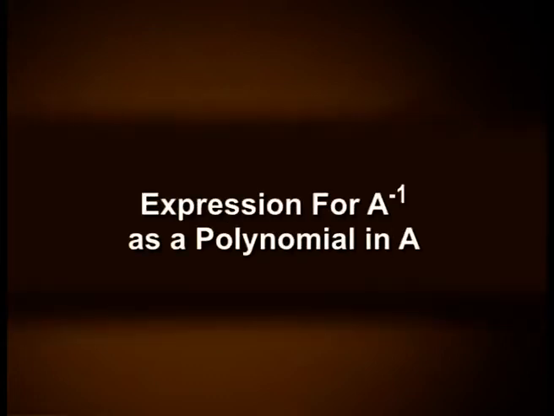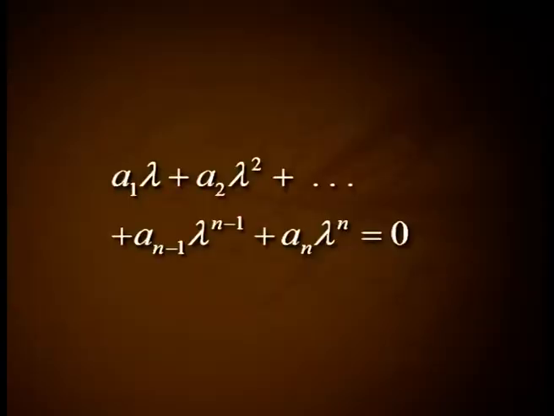Expression for A inverse as a polynomial in A. Consider a square non-singular matrix A of order n. Suppose the characteristic equation of A is given by a0 + a1λ + a2λ^2 + ... + a(n-1)λ^(n-1) + anλ^n = 0, equation 12. We note that a0 is not equal to 0, for otherwise a1λ + a2λ^2 + ... + anλ^n = 0 implies λ = 0 is an eigenvalue, so that there exists a non-trivial solution for Ax = 0, which is not possible since A is non-singular.